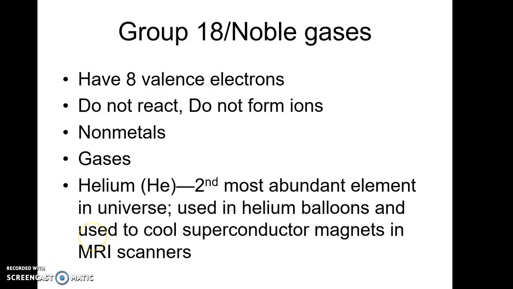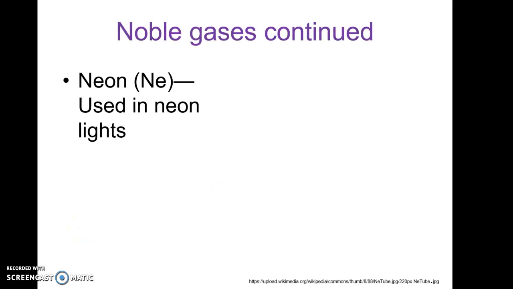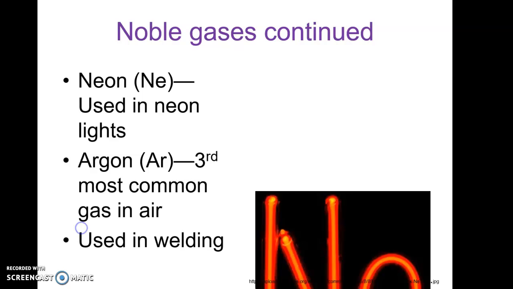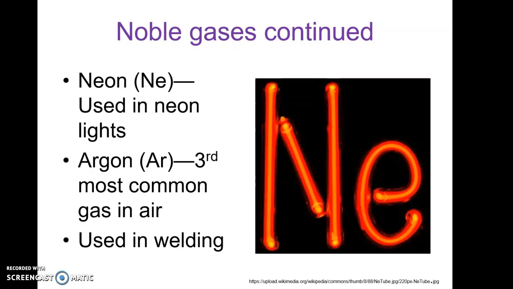Helium, atomic symbol He, is the second most abundant element in the universe. Not as common on Earth as it is in the universe, but that is what it is. It is used in helium balloons, and it is used to cool superconductor magnets for MRI scanners. So it's important in medicine as well. Then we have neon, which is used in neon lights. Argon is actually the 3rd most common gas in air, and it is used in welding. And there's neon being used in a neon light.